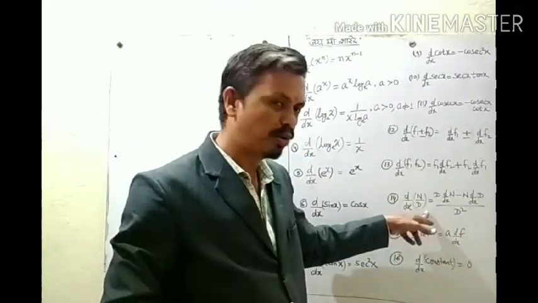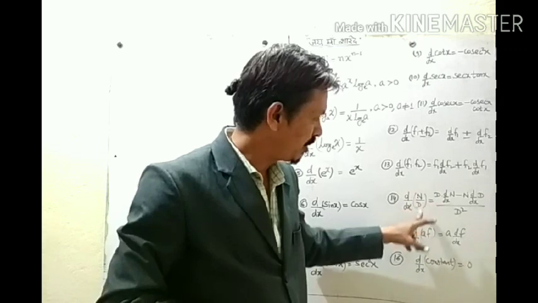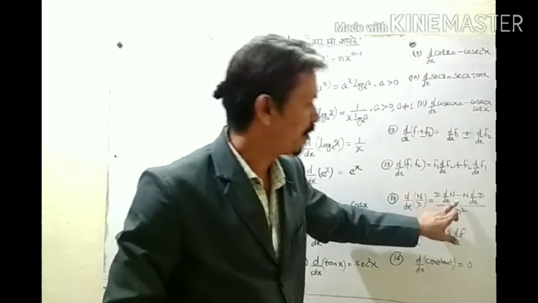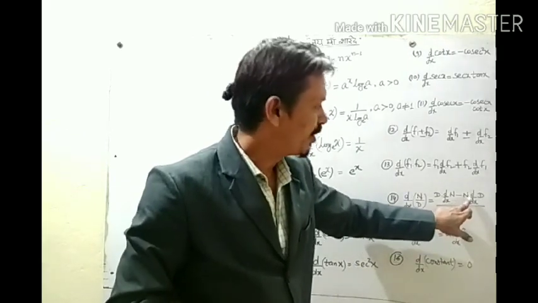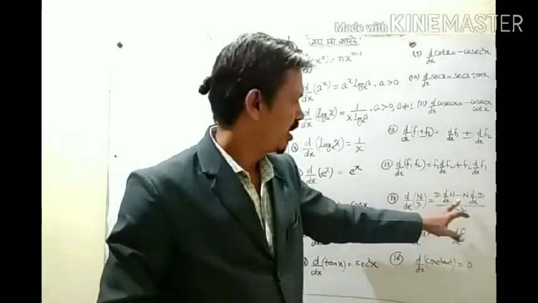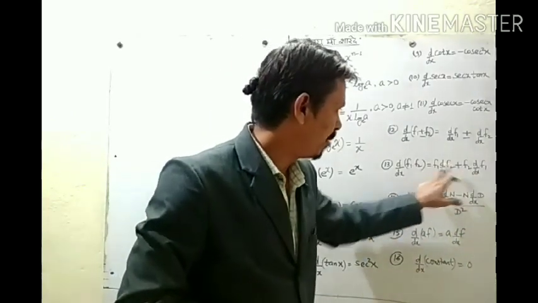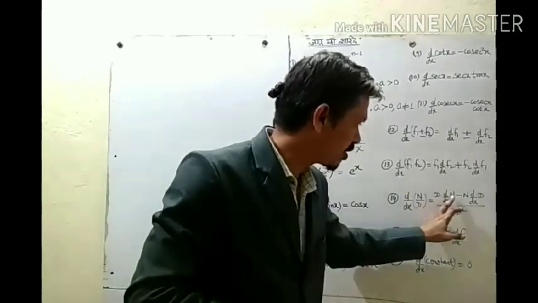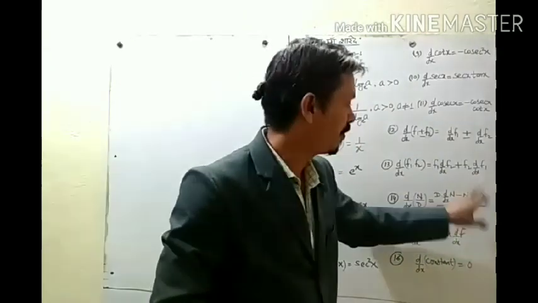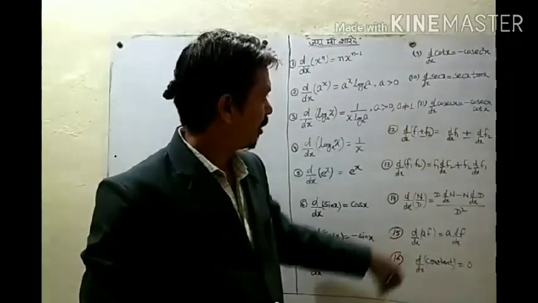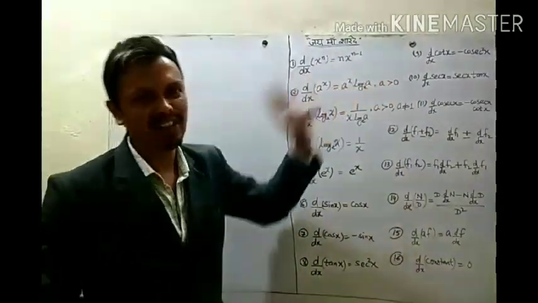Then it is the quotient rule. Derivative of any rational function will be denominator into derivative of numerator minus numerator into derivative of denominator, divided by denominator square. Here the order can be changed; first and second can be interchanged, no problem. But here first derivative of numerator, then derivative of denominator, because we have a minus sign here. So we have used this formula in class 11.